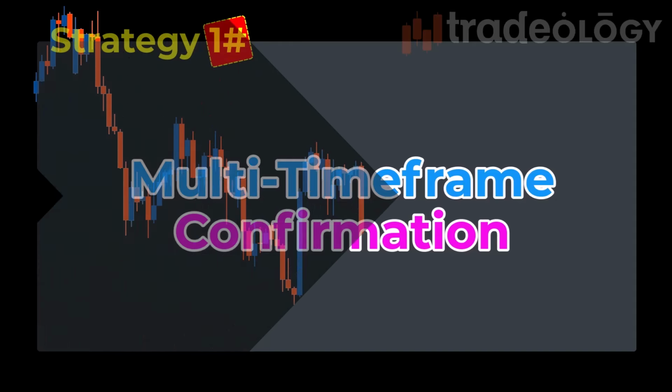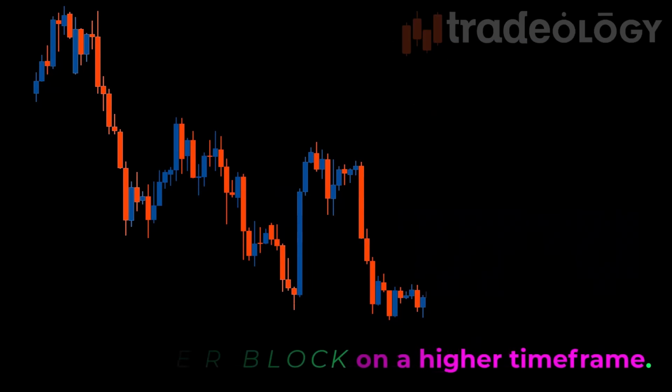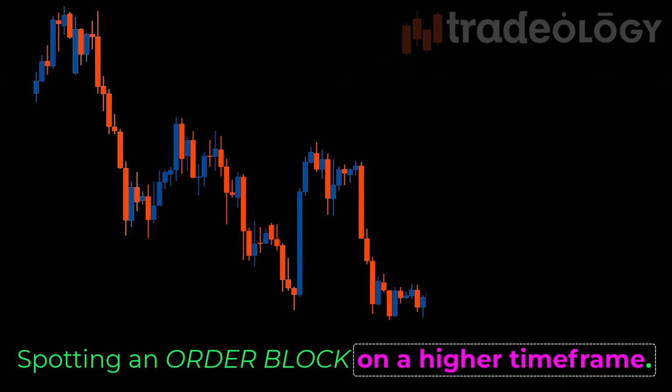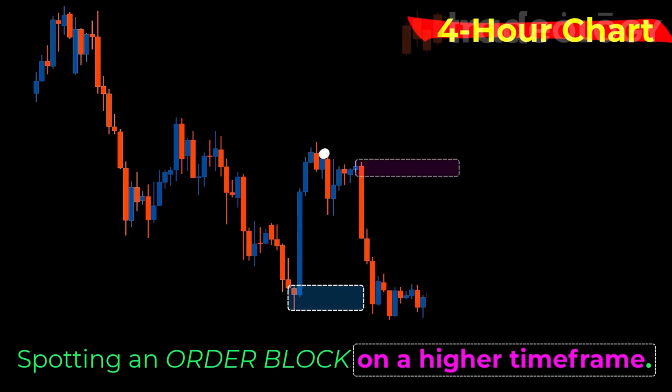Here's how it works. Start by spotting an order block on a higher time frame. In this case, we're using Bitcoin's 4-hour chart. We see 2 major moves, one shooting up and one crushing down. Both show inefficiencies, so we've got 2 possible order blocks, one bullish, one bearish.